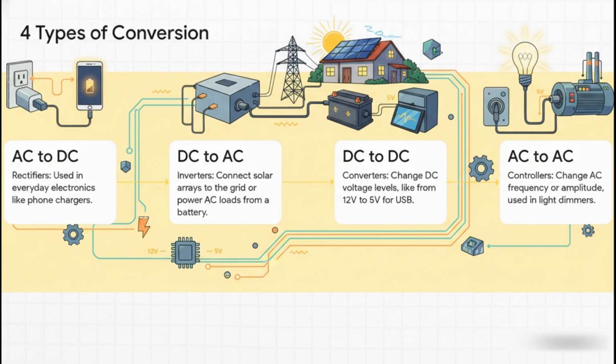Okay, so what about the other way around? That's DC to AC, and for that, we use an inverter. This is absolutely crucial for things like solar panels. They generate DC power, but your house and the grid run on AC, so the inverter makes that switch. Third, you've got DC to DC converters. These just change one DC voltage to another, like stepping down the 400-volt battery in an EV to the 12 volts needed to run the radio. And last, we've got AC to AC controllers. These are a bit more specialized, used for things like changing the speed of huge industrial motors.